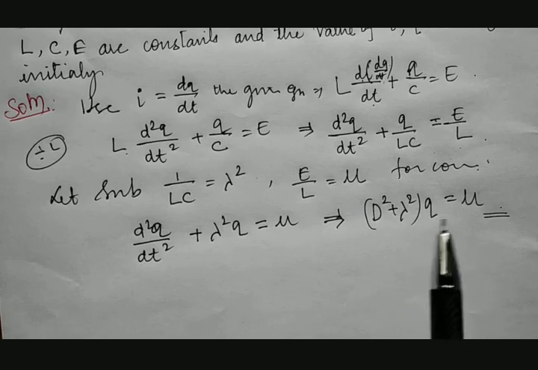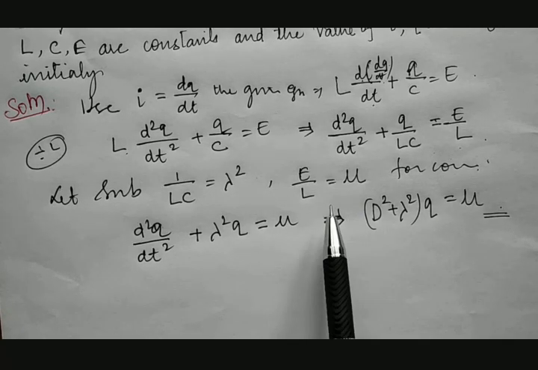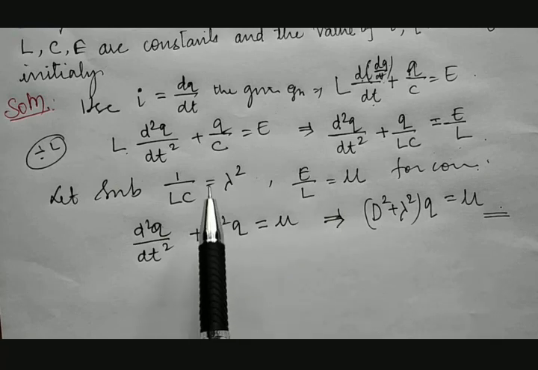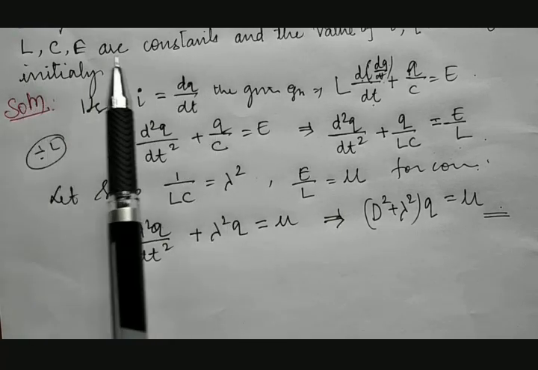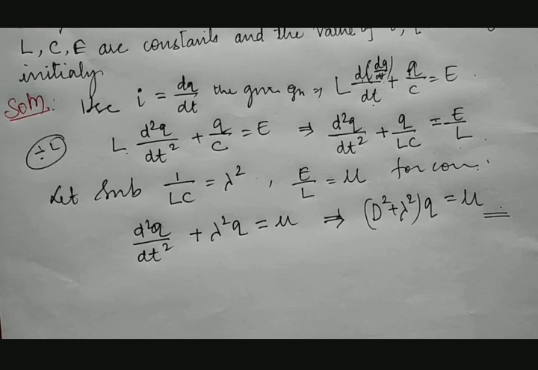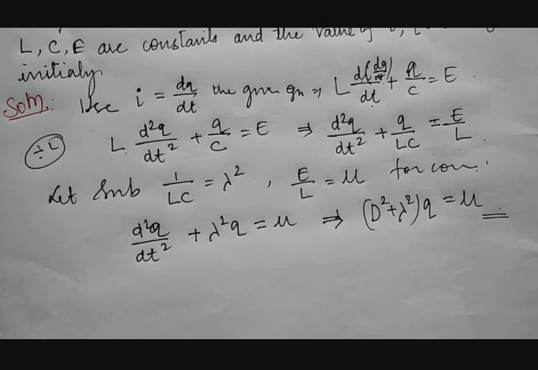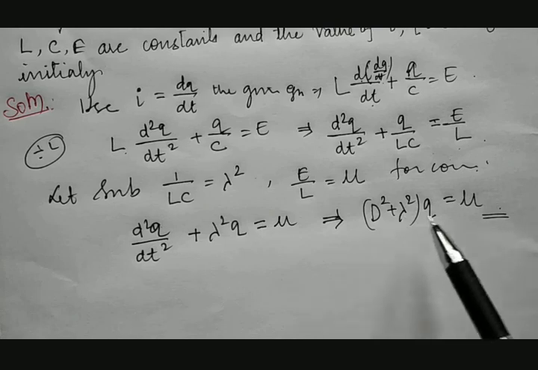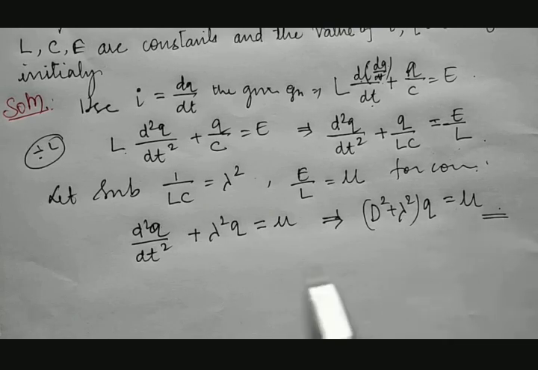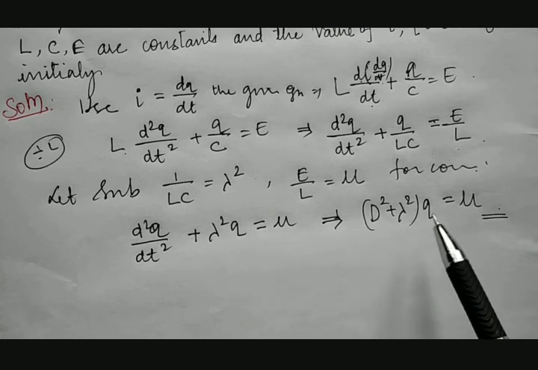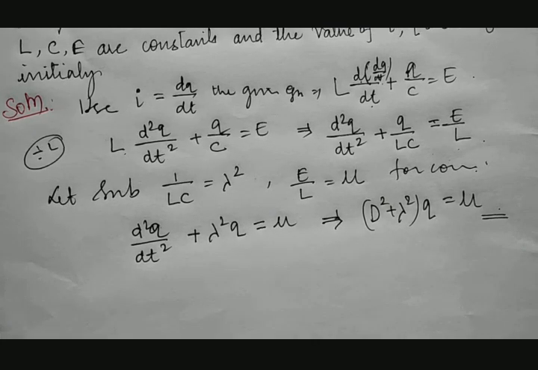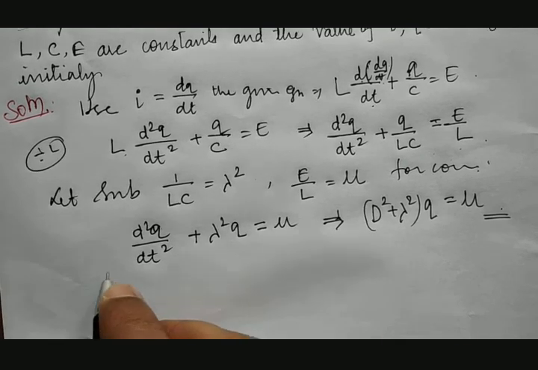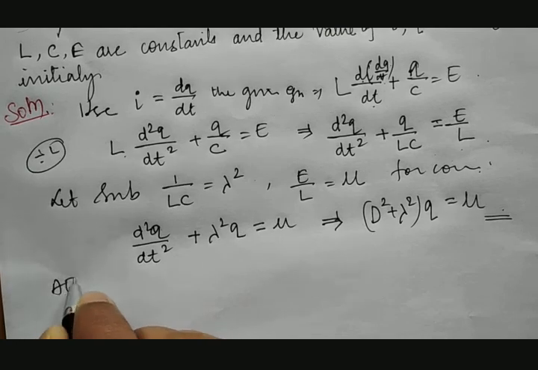Why is it non-homogeneous? What is the value of mu? Mu is nothing but E by L. But E and L are constants: E is electromotive force, L is inductance. So this is not like D square plus lambda square of Q is equal to 0, which is homogeneous. No, it is non-homogeneous, meaning D square plus lambda square of Q is equal to some constant. So the complementary function and particular integral are both required.